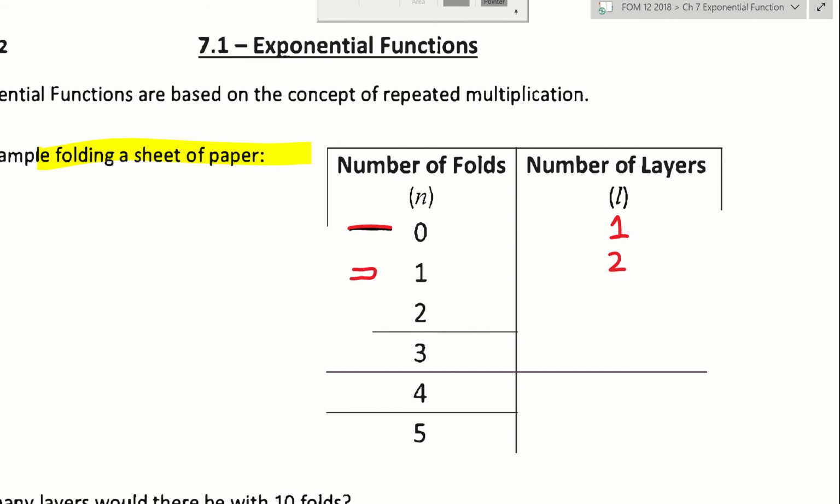So let's say you fold it again. You take whatever you have there, and then you fold it again. What does that actually look like? Let me see if I can draw it. It will be something like this, right? So now you actually have 4 layers of paper.